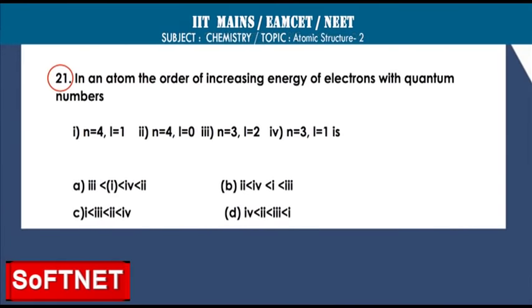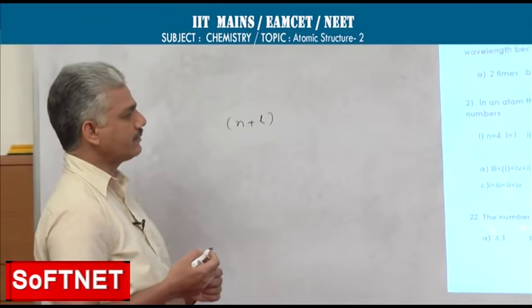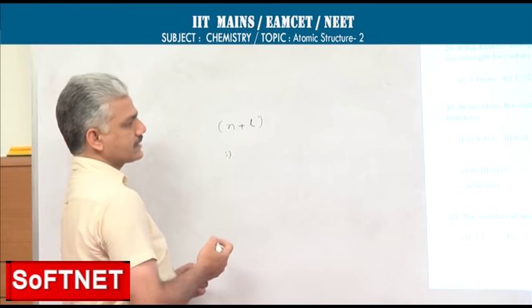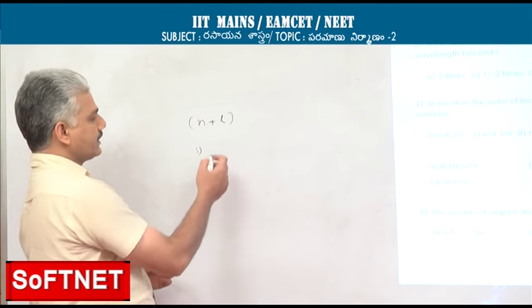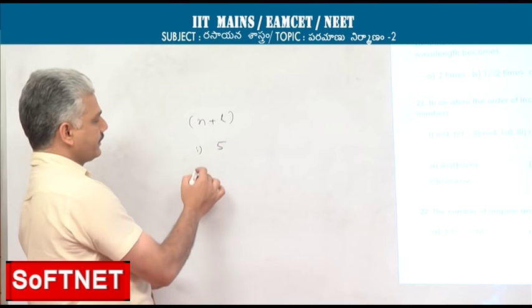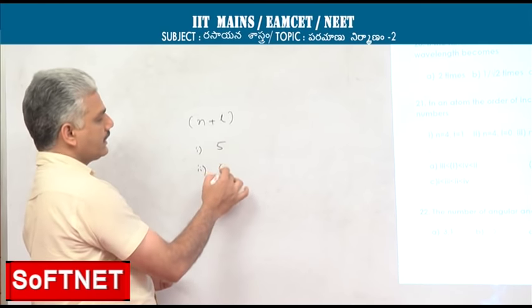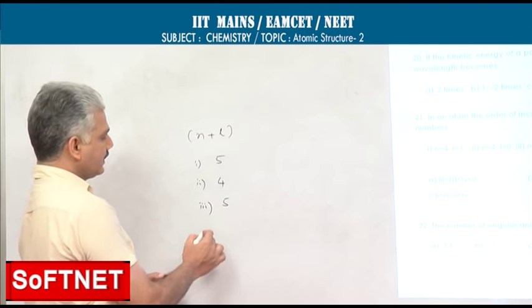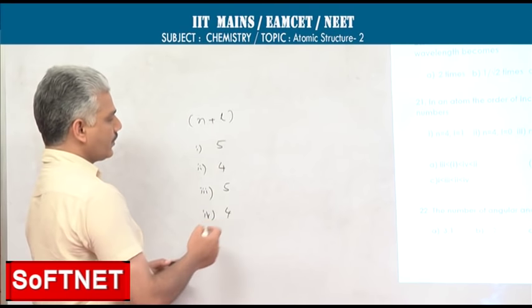21. In an atom, the order of increasing energy of electrons with quantum number sets of values are given. Energy of an electron is calculated by means of n plus l value. The one with higher n plus l value will have higher energy. So, if you take the first case, n is given as 4, l as 1. So, n plus l value will be 5. In the second case, the total value is 4. In the third case, the total value is 5. In the fourth case, it is 4.